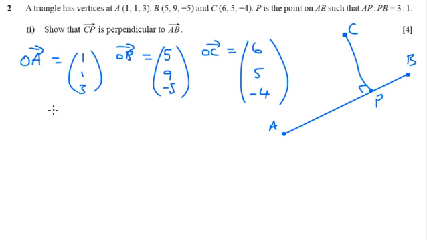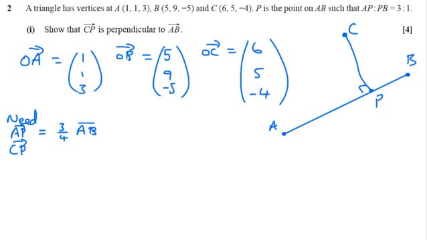So how are we going to do that? We need the vectors A to P and C to P. So A to P is going to be 3/4 of A to B. So can we get A to B?